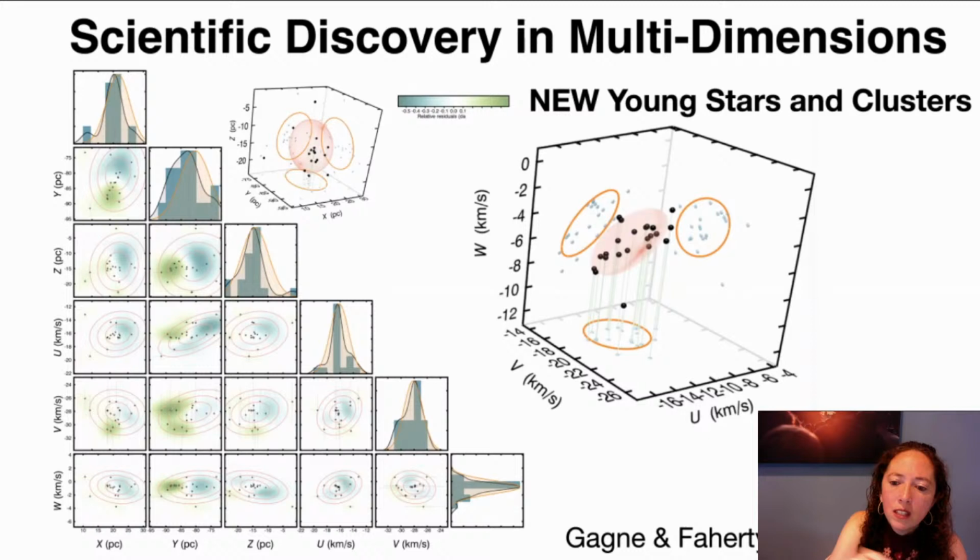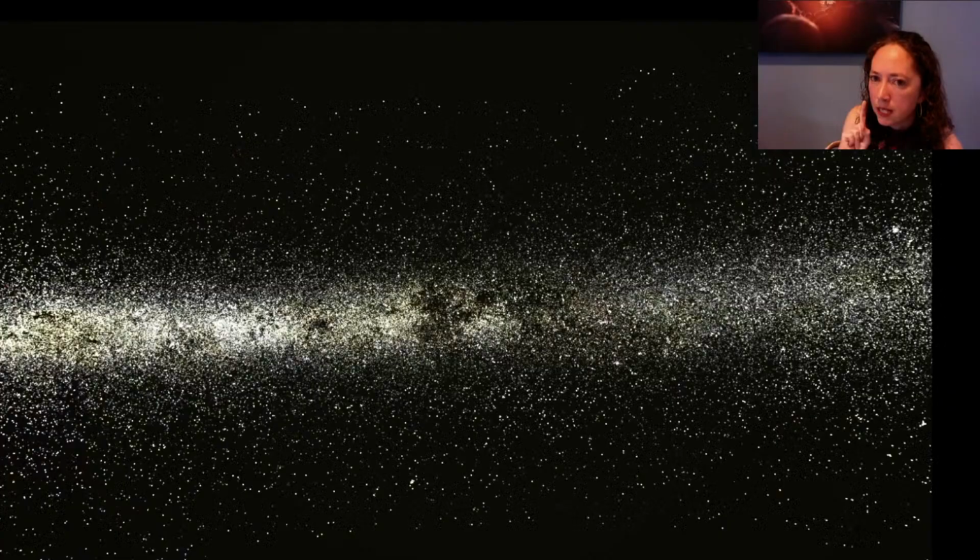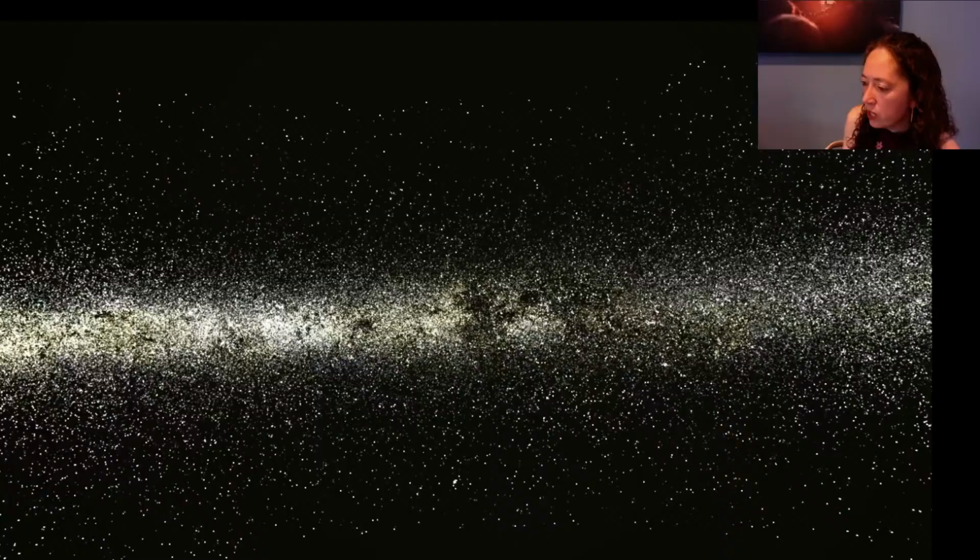And that plot at the center here is how we visually check, and we visually check everything in order to really see whether or not we've found a new cluster. Instead, I'll turn to the video, which will take you on a flight through the youngest stars. And so let's move in to, we're gonna move out to about 1500 light years or so. And this is definitely my favorite visualization that I can create.